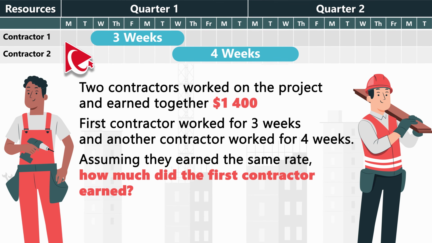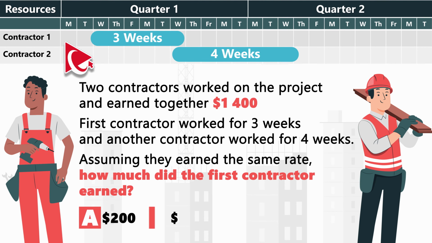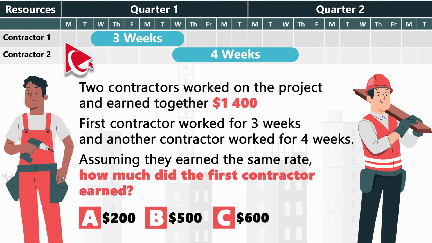And you're presented with 4 possible choices. Choice A, $200. Choice B, $500. Choice C, $600. And last but not least, choice D, $900.